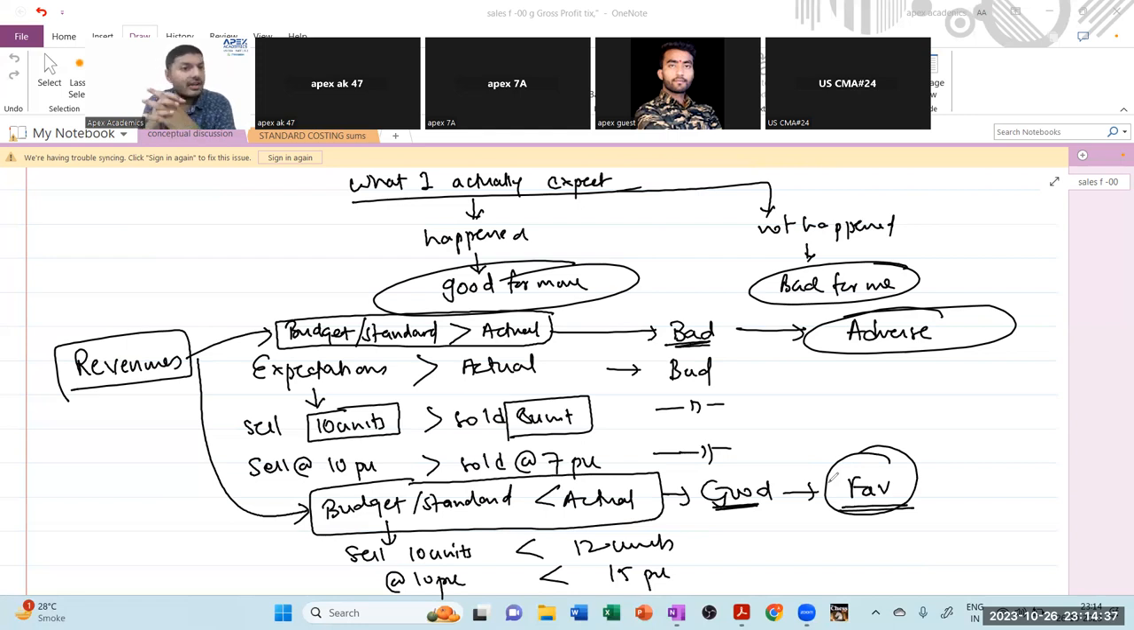to be adverse where budgets exceed actual, and revenues are going to be favorable where actuals exceed budgets.